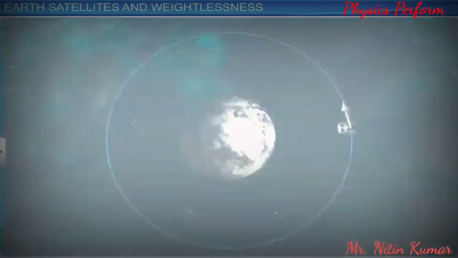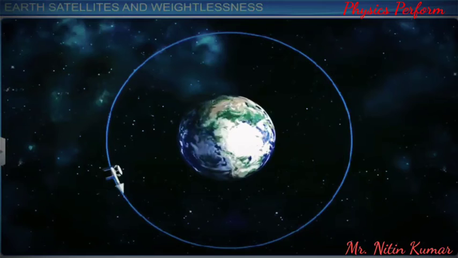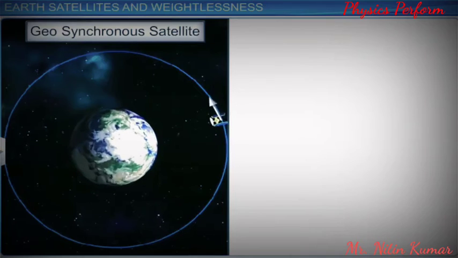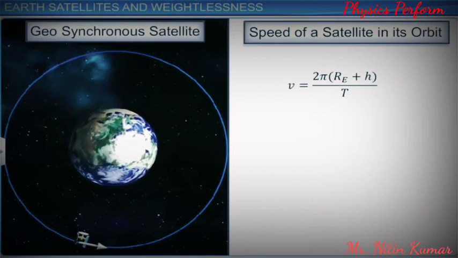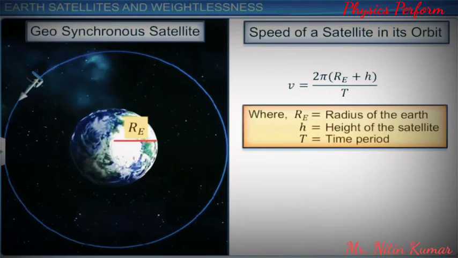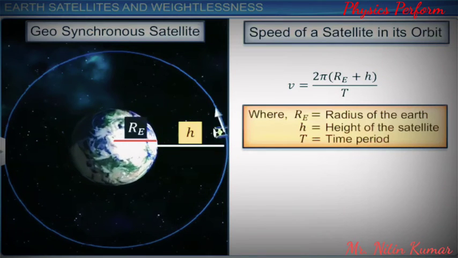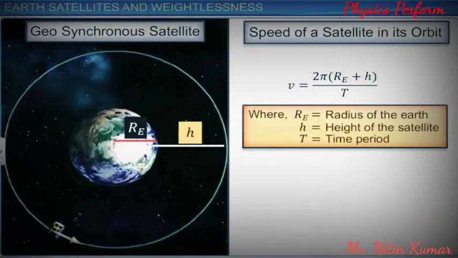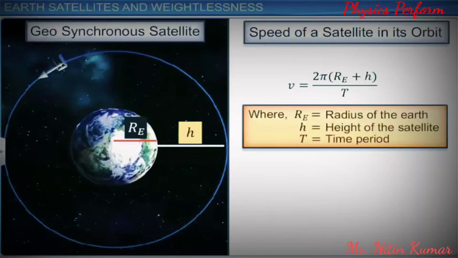Earlier, you learned that the speed of an Earth satellite in its orbit is denoted by the expression v is equal to 2 pi into Re plus h divided by T, where Re is the radius of the Earth, h is the height of the satellite from the Earth's surface, and T is the time taken by the satellite to complete one revolution around the Earth, which is referred to as its time period. Let this be equation 1.